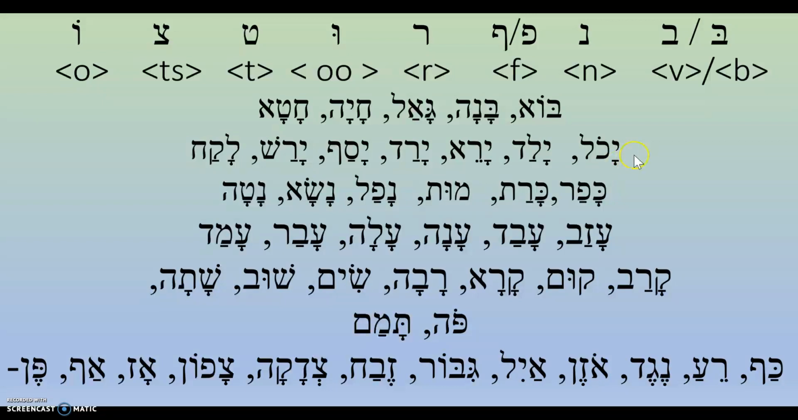And see another one that kind of looks different. It was the same way as we used to see the verbs, how they usually appear, the ones also on the top in the first line: bana, gaal, chaya, chata. This one is a little bit different, yakhol, to be able, to be capable of, to endure.